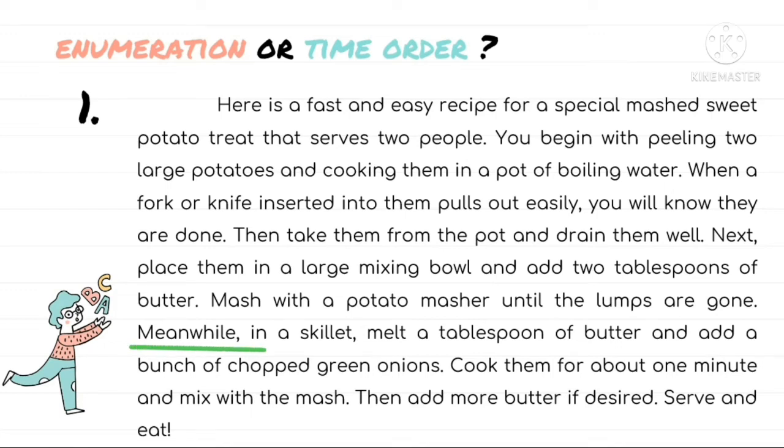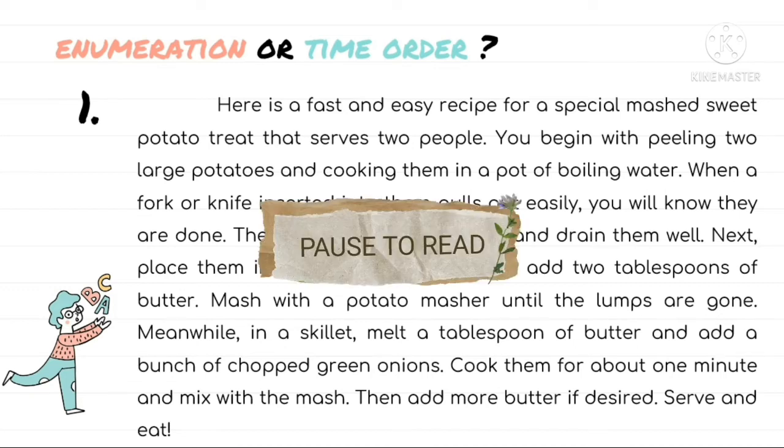Meanwhile, in a skillet, melt a tablespoon of butter and add a bunch of chopped green onions. Cook them for about 1 minute and mix with the mash. Then add more butter if desired. Serve and eat. Is it enumeration or time order?